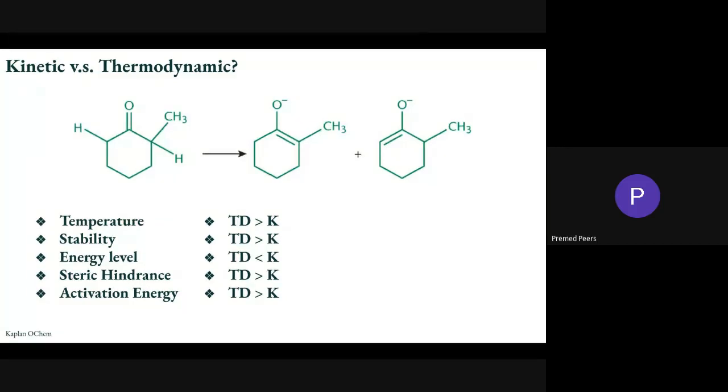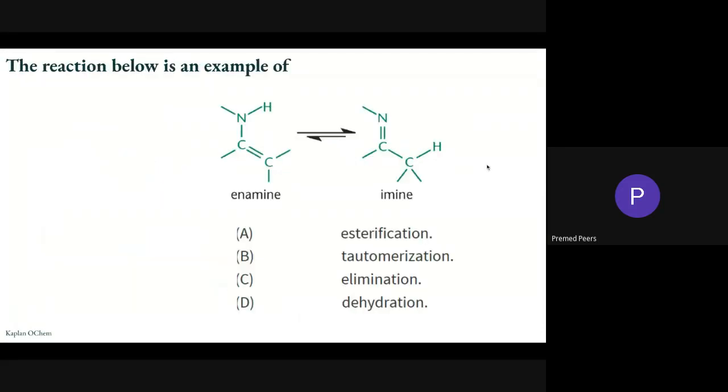Okay, so thermodynamic favors whatever has greater stability and lower energy level, but sometimes it will involve more steric hindrance, and thus is favored when you give it heat, which means the temperature. Okay, so this is in the slides, and think about it a lot more, okay?